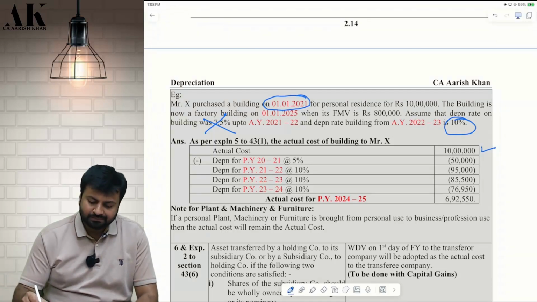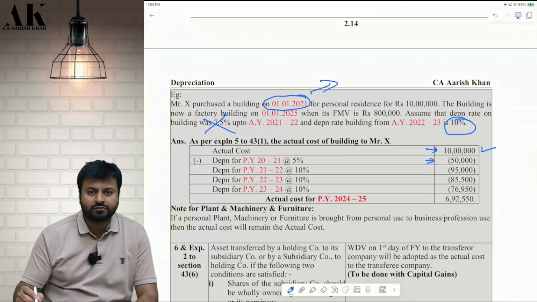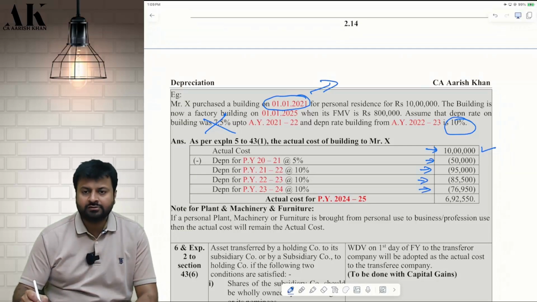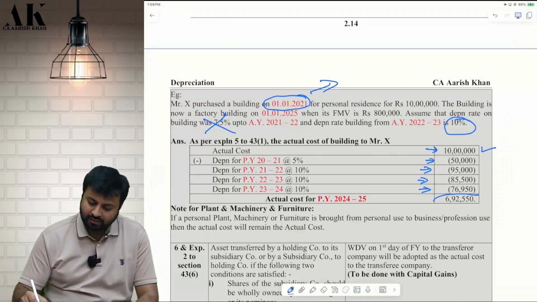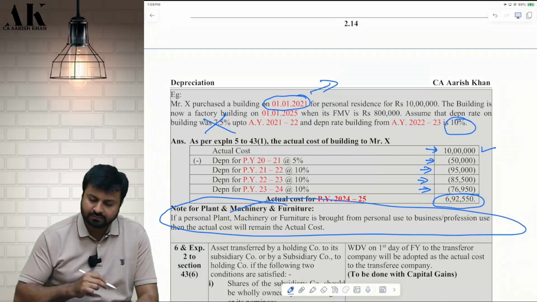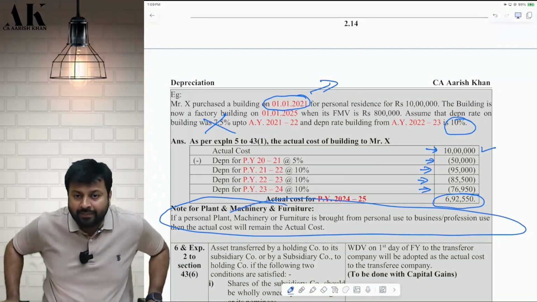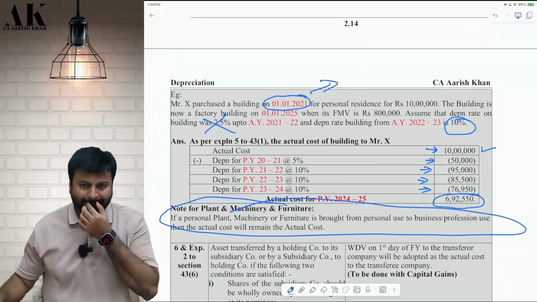So the first year, actual cost 10 lakh. First year, 5% depreciation because it is put to use for less than 180 days. Second year, 21-22, 22-23, 23-24, 3 years, full depreciation. Is it clear? Tell me, please. And then your actual cost becomes 6,92,550. And for plant, machinery, furniture, what will happen? The actual cost will remain actual cost. It will not change. Okay.